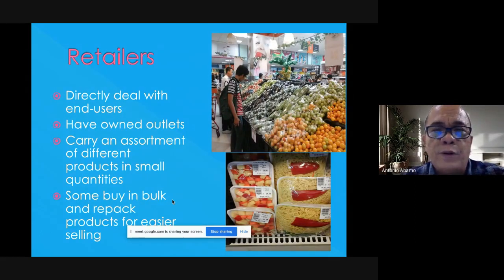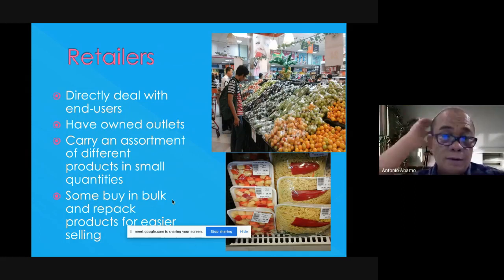Now for retailers, there are various retailers. You have the ambulatory retailers, those who peddle along the streets, selling vegetables. Those are retailers. But you can also see the modern retailers, those that you can see in the supermarket. It's packed and then placed on attractive shelves, wrapped with a cling wrap, and very nice to look at.